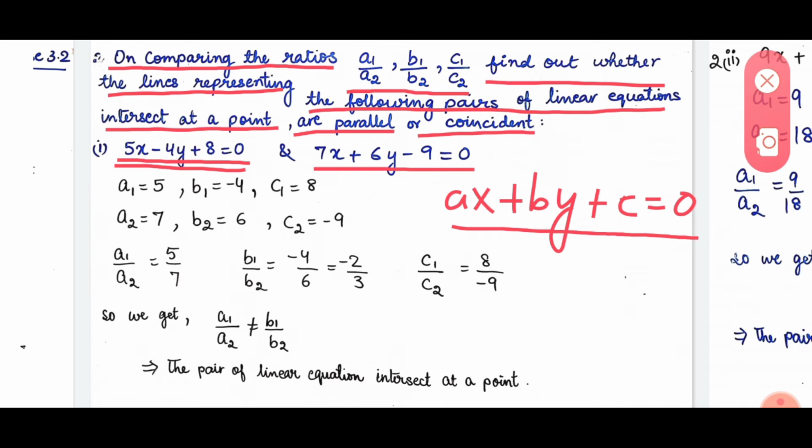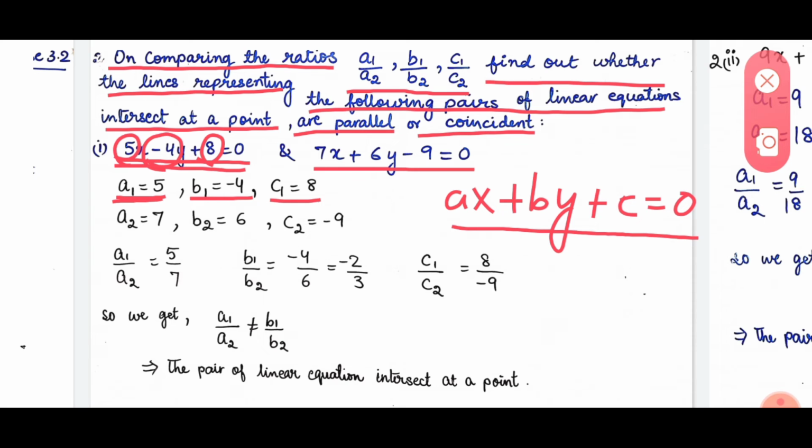So let us denote the values of a, b and c of the first equation by a1, b1 and c1. Similarly, let us denote the values of a, b and c of the second equation by a2, b2 and c2. Here you can see from the first equation the value of a is 5, that means a1 is equals to 5. The value of b1 is minus 4. The value of c1 is plus 8. So I have written it here, a1 equals to 5, b1 is equals to minus 4, c1 is equals to 8.